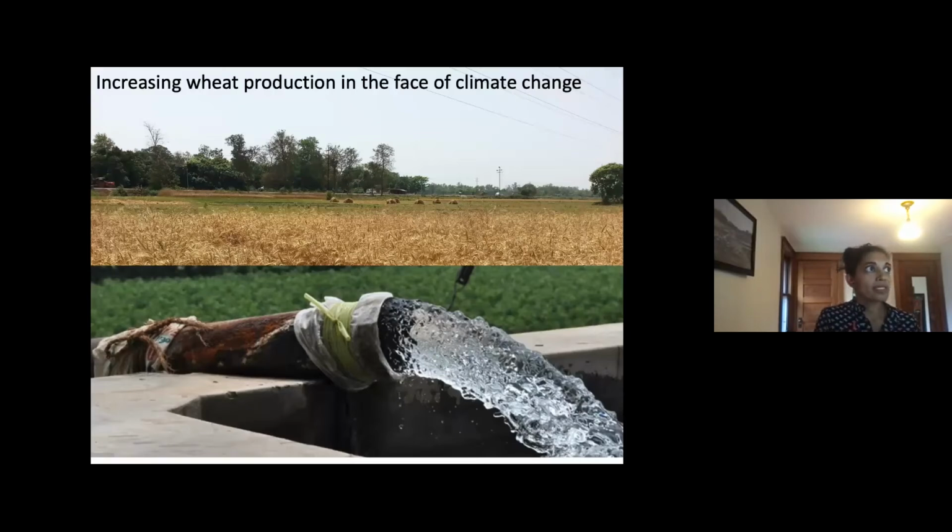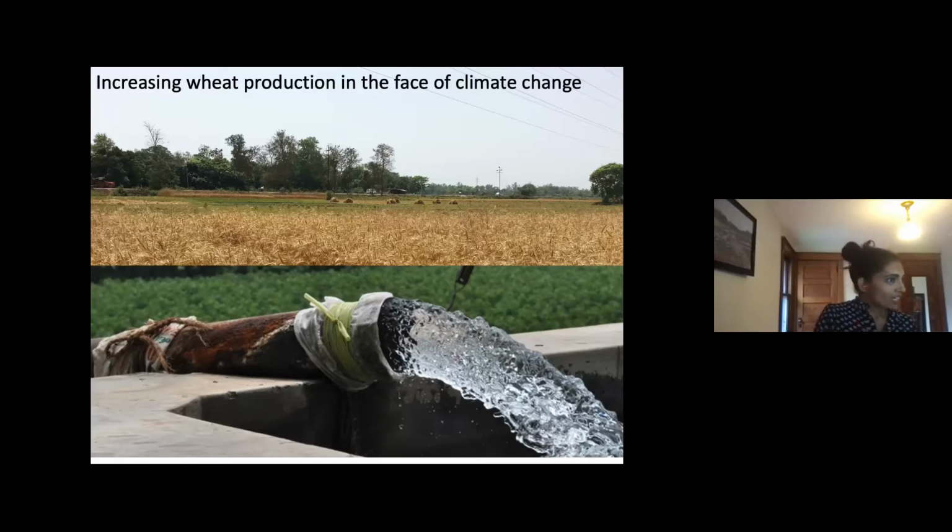So one is thinking about ways that we can increase wheat production in the face of climate change. And the reason this is really important is wheat is one of the crops that will be most negatively impacted by warming temperatures. In India, studies have estimated that wheat yields have already declined by about 5% due to warming temperatures and will decrease by about 20% moving forward because of projected warming.